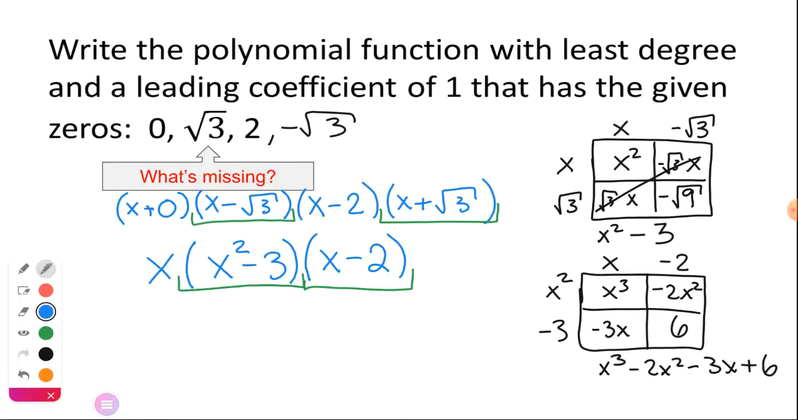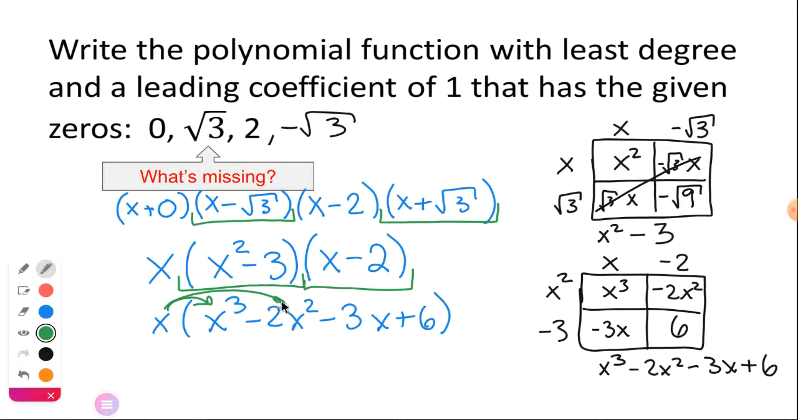So back to our blue equation, we get x times the new result, which is x cubed minus 2x squared minus 3x plus 6. And then finally, we're going to distribute that negative into the polynomial. Okay, so each thing is going to get multiplied here.